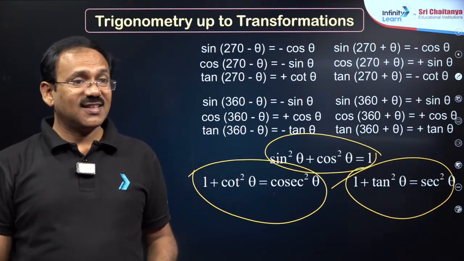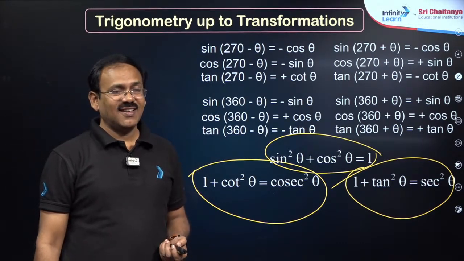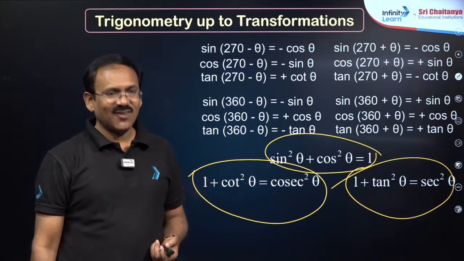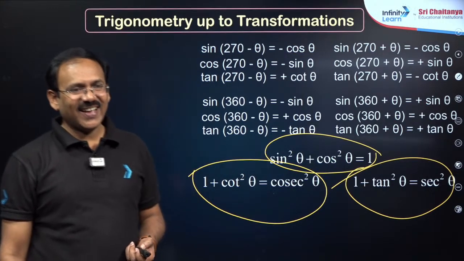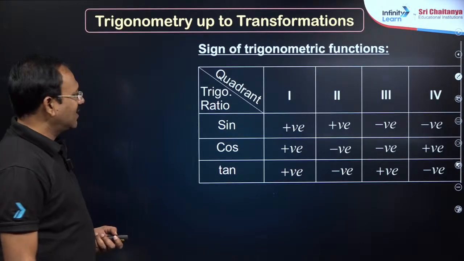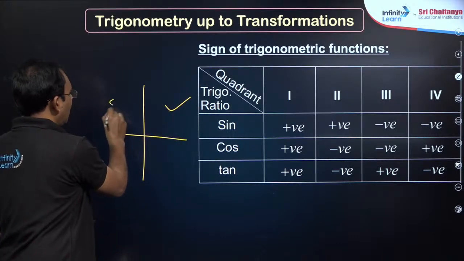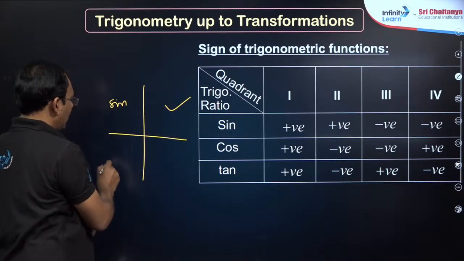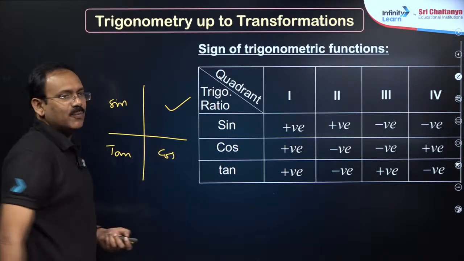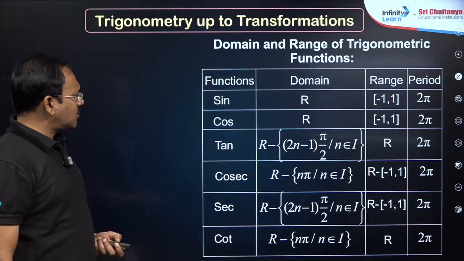All sirs take coffee? Yes. Okay, right. These are three identities, dear students. So you know, in the first quadrant all are positive, here only sine and its reciprocal, here only tan and its reciprocal, here only cos and its reciprocal are positive.